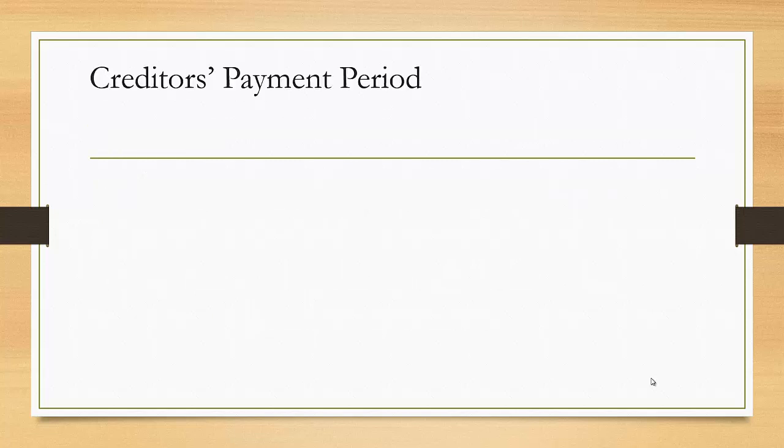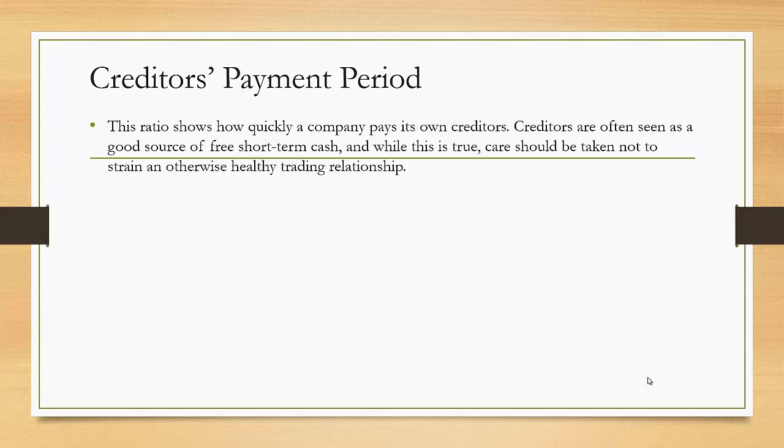The next one is creditors payment period. This ratio shows how quickly a company pays its own creditors. Creditors are often seen as a good source of free short-term cash, and while this is true, care should be taken not to strain an otherwise healthy trading relationship.